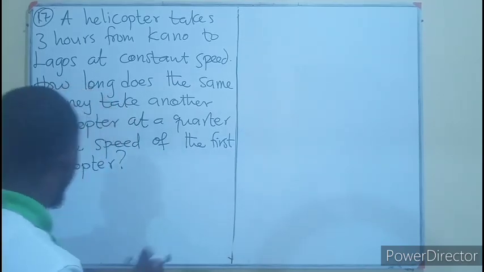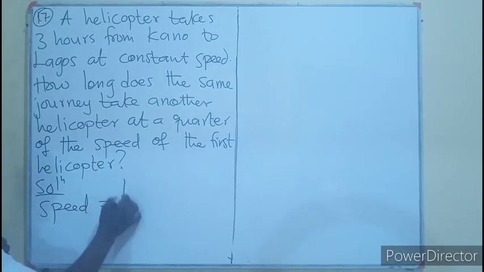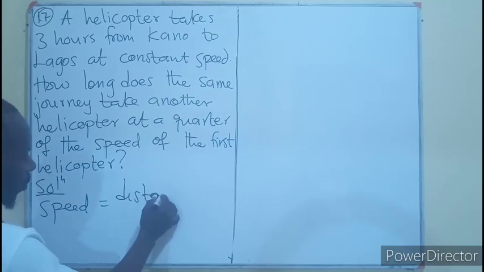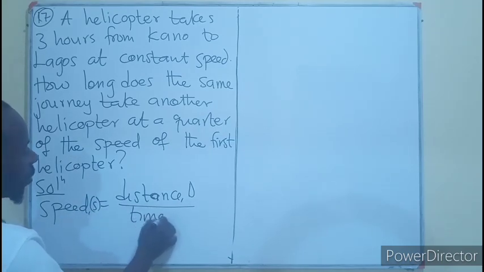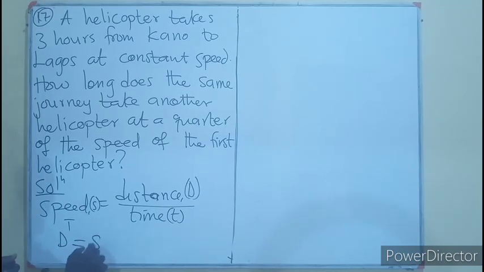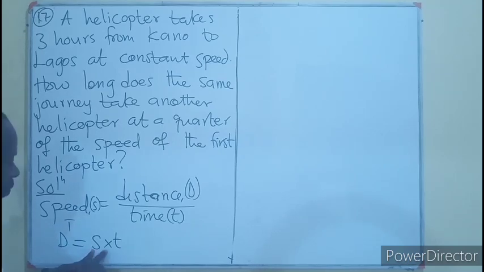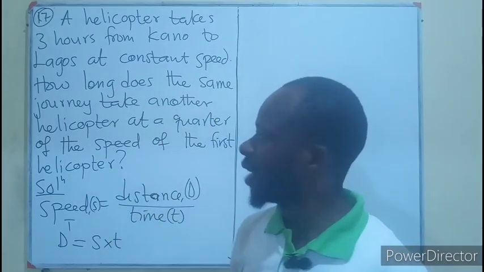So in this case, we are aware that speed is equal to the distance over what? The time taken. That is it. So if I want to find the distance, it means I have to cross multiply. Then your distance d will now be the speed, s, times what? Time. So we know the speed because it's a constant speed. We can assume it to be 1, since the constant speed doesn't change, the speed remains the same. But let's hold that thought.